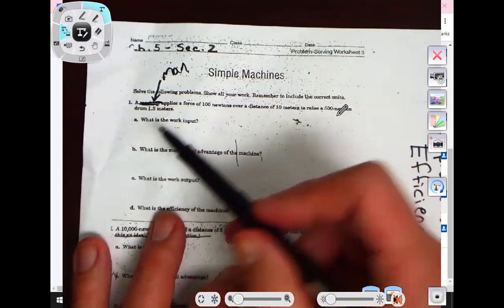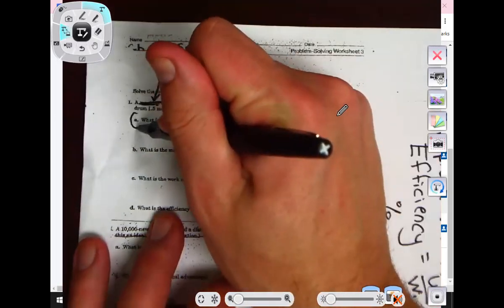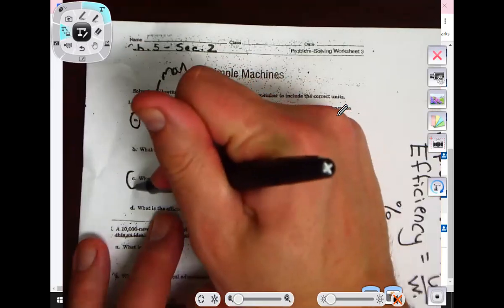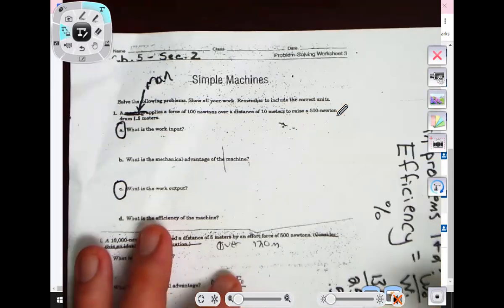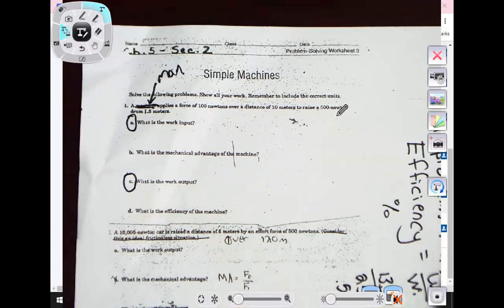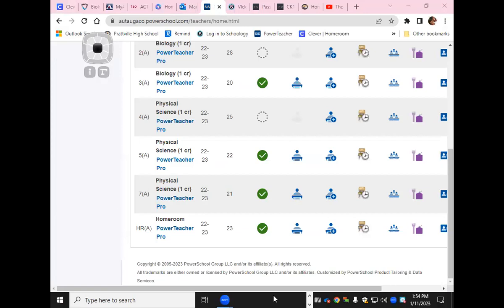It says you're going to do A, what is the work input? And you're going to do C, what is the work output? All right, and so you're going to do those two problems. Again, change the first word machine because there's two machines kind of here, and I just want to make it a little simpler. I'm going to come around, and another machine could give your input force, but we're not going to get into that right yet. I'm going to give you 1 minute here to do that.